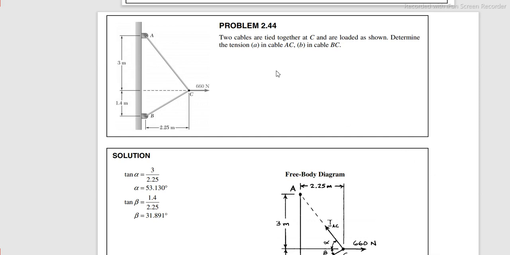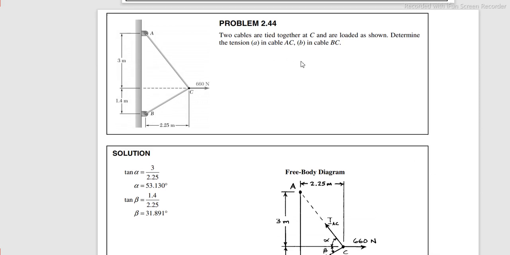Problem 2.44. Two cables are tied together at C and loaded as shown. Determine the tension in cable AC and cable BC.